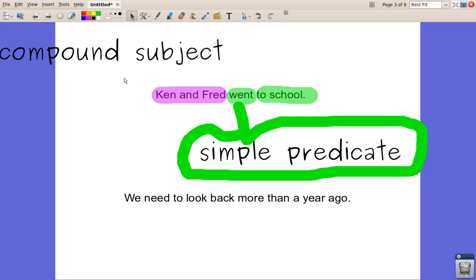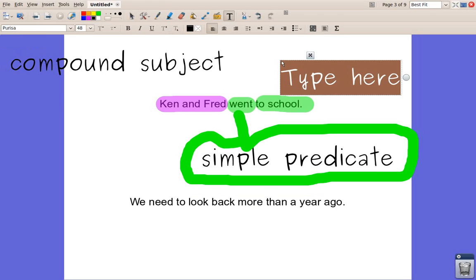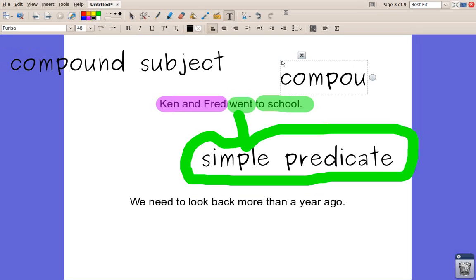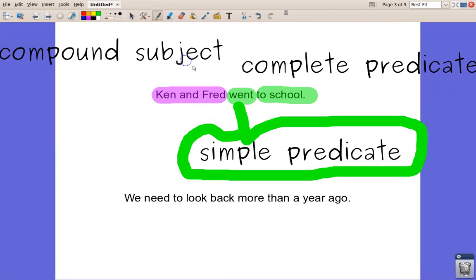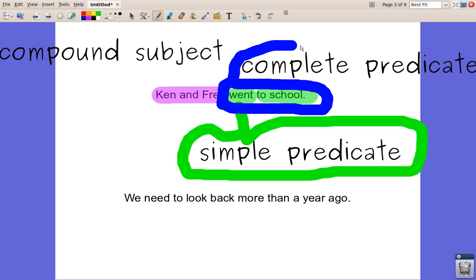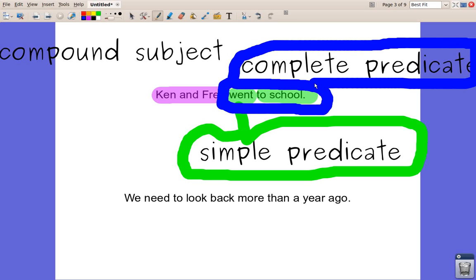So we have a compound subject, Ken and Fred, simple predicate went, and then this whole green part, went to school, all combined is the complete predicate. That's a complete predicate. The entire group of words put together is the complete predicate.